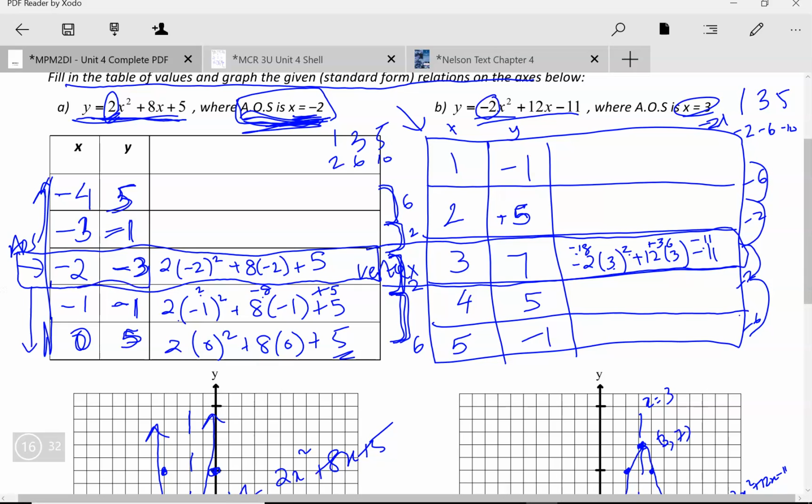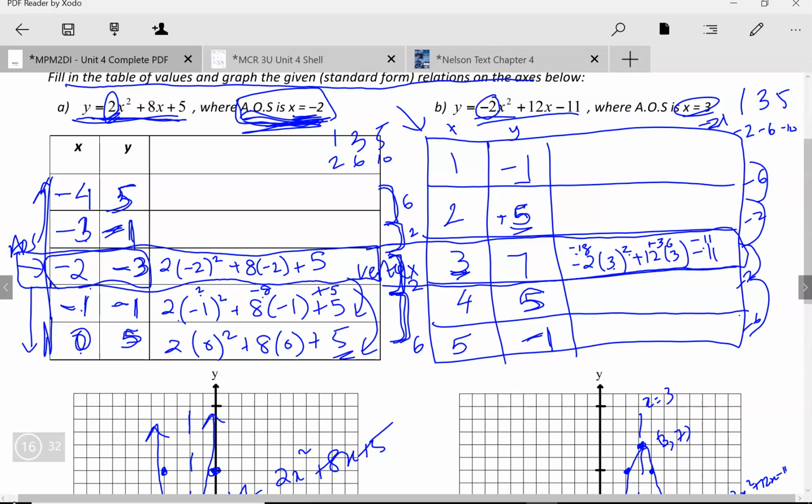Once we find our vertex, you can either put it in a table of values where you're taking values that are immediately to the left and right of the vertex, and then by symmetry, you just have to do 2 substitutions to find your y, and you can automatically get these values. So as soon as you get the 2 values to the right of 3, in this example, you will get the 2 values to the left of 3 as well, by symmetry.